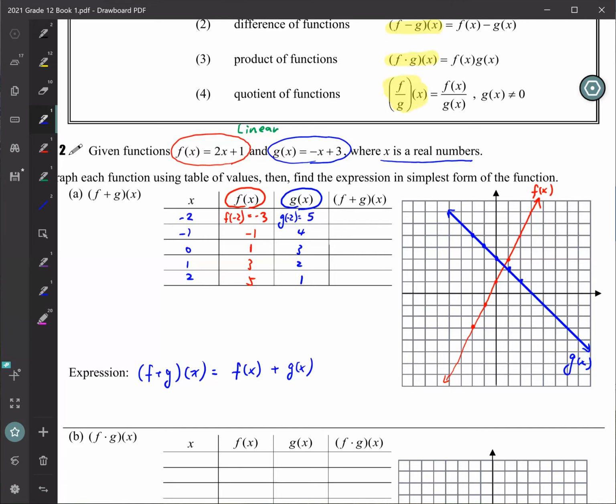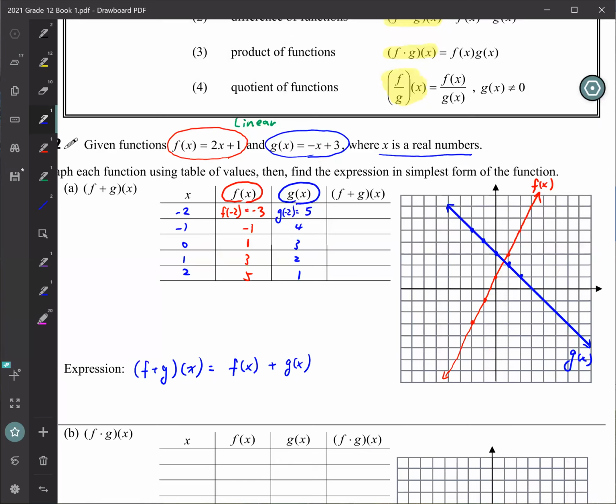Okay, please raise your hand if you finish the graph. Okay, Eric, do you need more time? Kellen? I'm almost done. Okay, so let's move on.